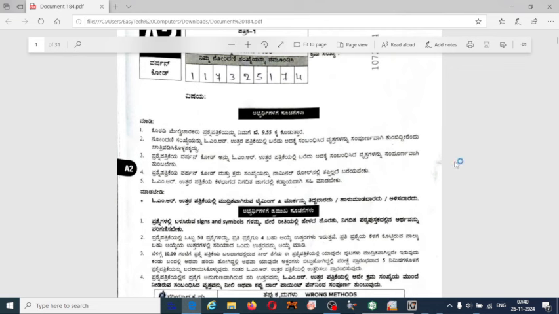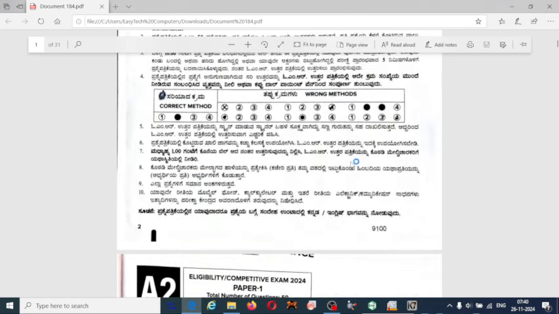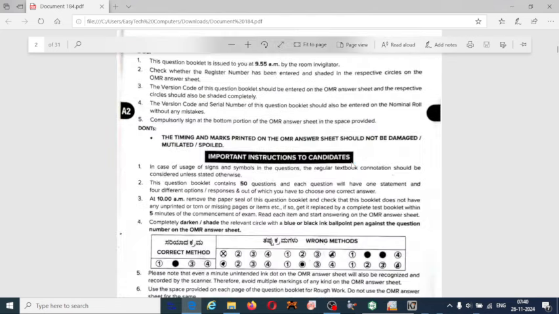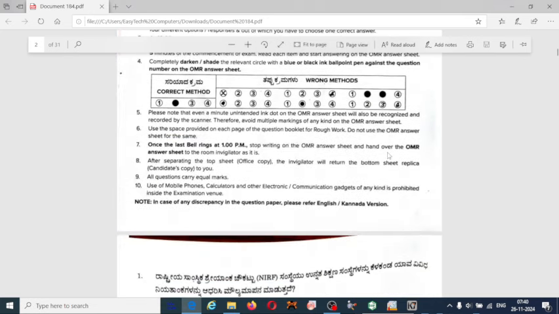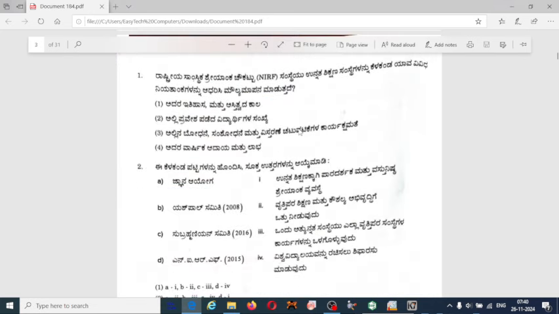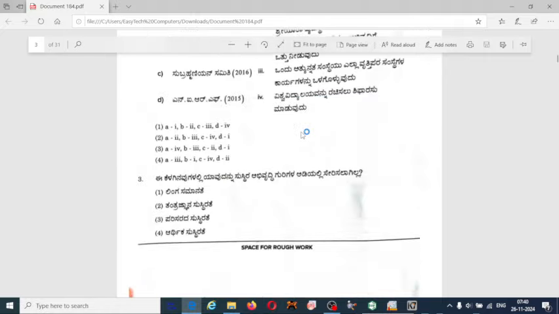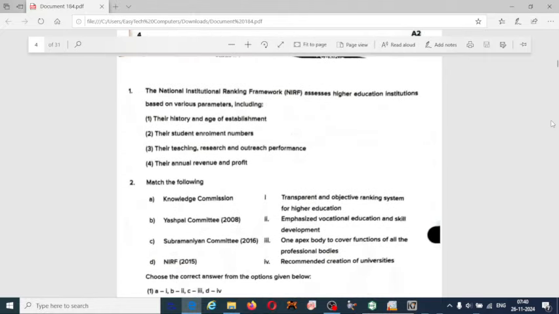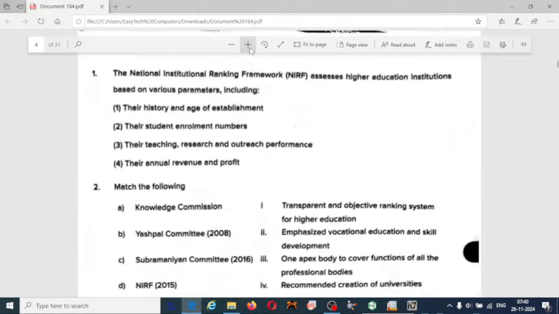So here the questions will be 50, each carrying 2 marks, so total 100 marks. Let us solve all the questions of the general paper. The question paper is both in Kannada and English. So here is the first question.